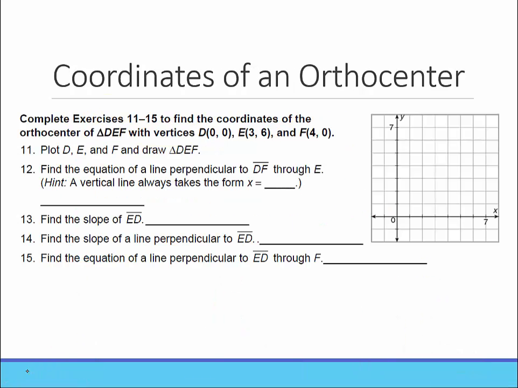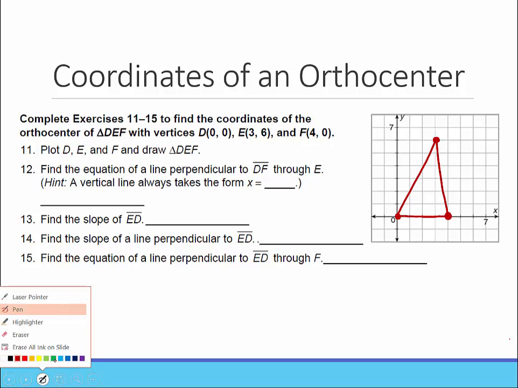So let's actually find an orthocenter. We're going to follow this, and it will help us find the orthocenter of triangle DEF. So point D is at 0, 0. Let's plot that. E is at over 3, up 1, 2, 3, 4, 5, 6. And F is at 1, 2, 3, 4, 0. So here's our triangle. It's an acute triangle, so our orthocenter is going to be somewhere in between.